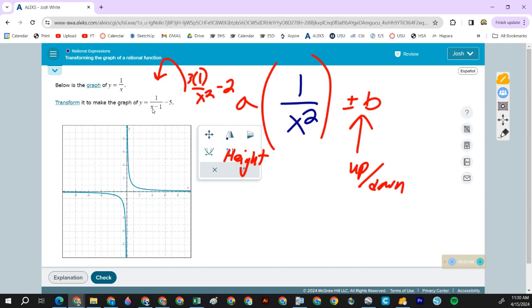If I add and subtract to the x, it's going to go in the opposite direction. So x minus 1 means I'm going to move it to the right 1. So from here to here, and then down 5. 1, 2, 3, 4, 5.